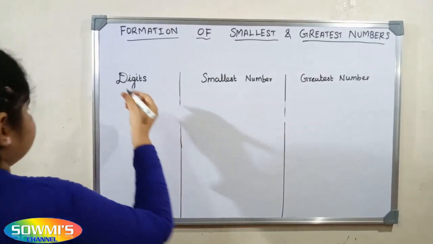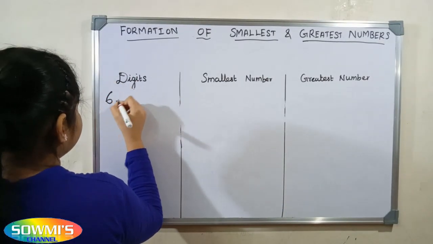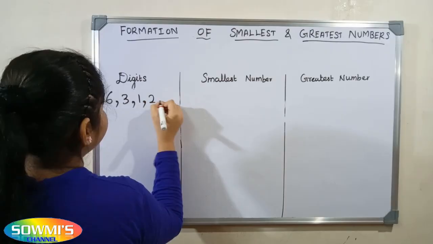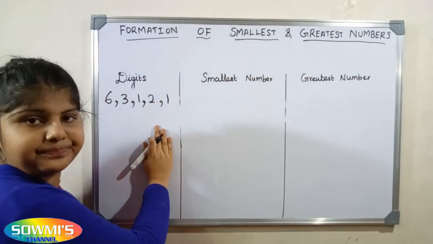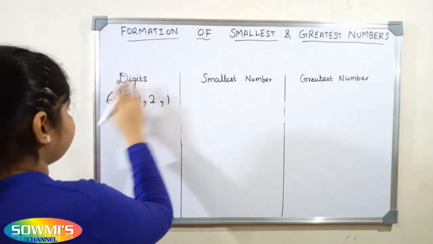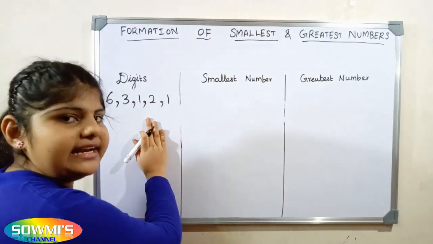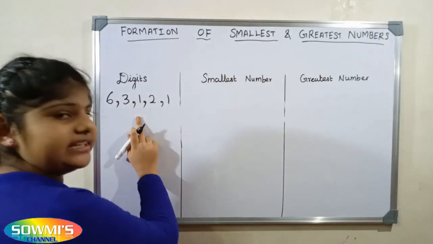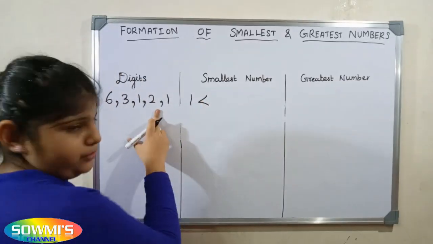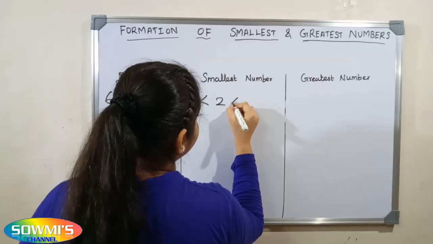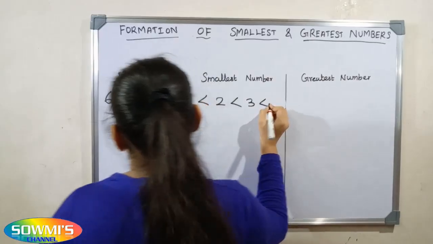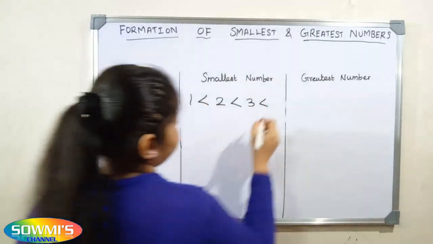For example, we can take 6, 3, 1, 2, and 1. First we will form smallest number. To form smallest number, we have to arrange these digits in ascending order. Here the smallest digit is 1. 1 is less than 2. 2 is less than 3. And here the largest digit is 6.